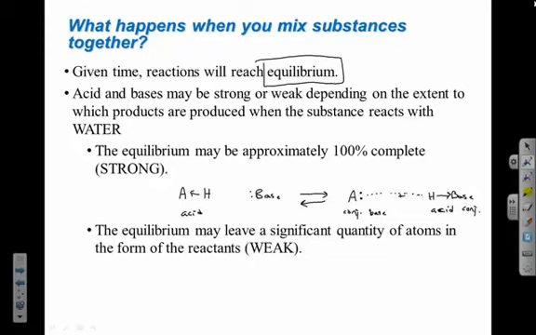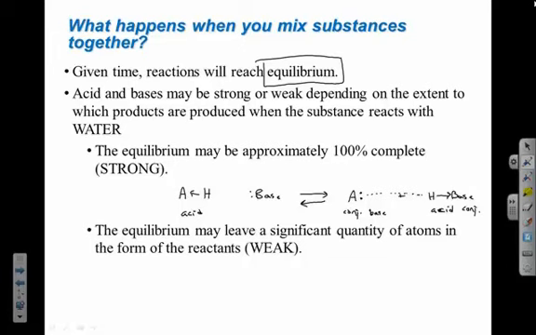It means that if I look at some time period, like 5 minutes, in 5 minutes, a number of these will collide to produce the product, and the same number of these will collide to produce the reactant. So these reactants are constantly producing more products, but the products are constantly producing more reactants at the same rate. So I don't have any net change in the amount of reactants or products once the equilibrium is reached. So every acid-base reaction will produce an equilibrium to some degree.